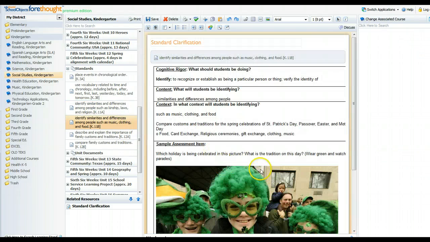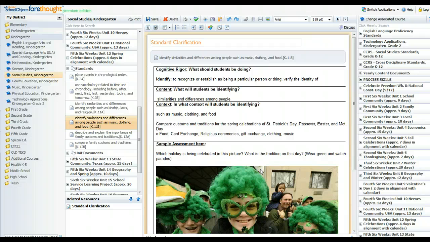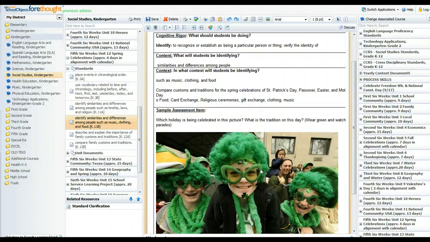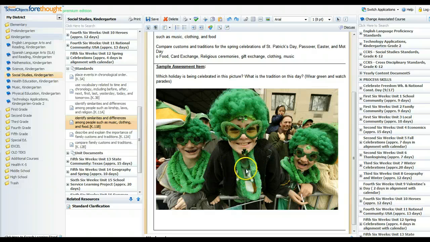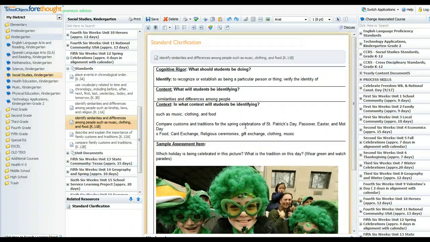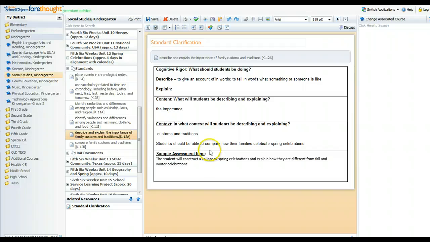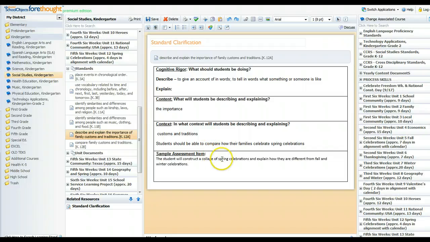You also have a TEK here about comparing customs and traditions of spring celebrations. So I have given you a picture here of St. Patrick's Day. And you would show this to the students and ask them which holiday is being celebrated in this picture and what is the tradition on this day. For example, to wear green and watch parades. It's important when you're looking at this that you use those words identify and similarities and differences. Remember, one of the big things that we're doing this year is really making sure that we advance that vocabulary.